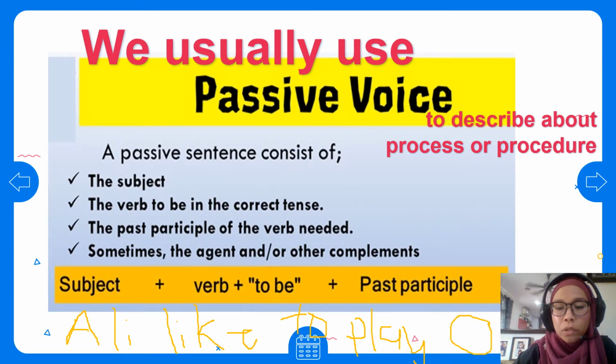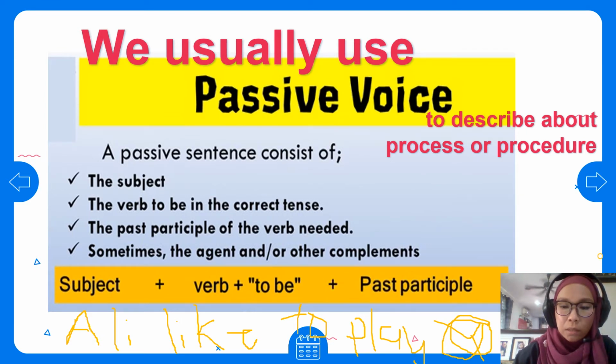Okay, football. I'm just going to draw a picture of football. Ali likes to play football. Well, it doesn't look like football, but it's okay. Alright, so here is the subject, and then here is the verb to be. When you change it to passive voice, the subject should be in front.